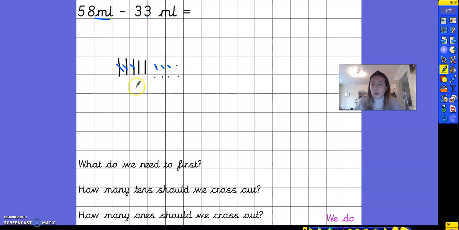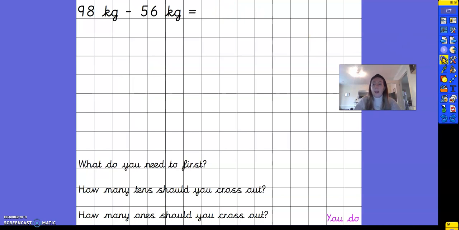So we've got 2 10s left. Let's count our 1s. 1, 2, 3, 4, 5, and 5 1s. So 58 millilitres, take away 33 millilitres equals 25. What do we need at the end of our answer? Millilitres. Well done. 25 millilitres. Well done.